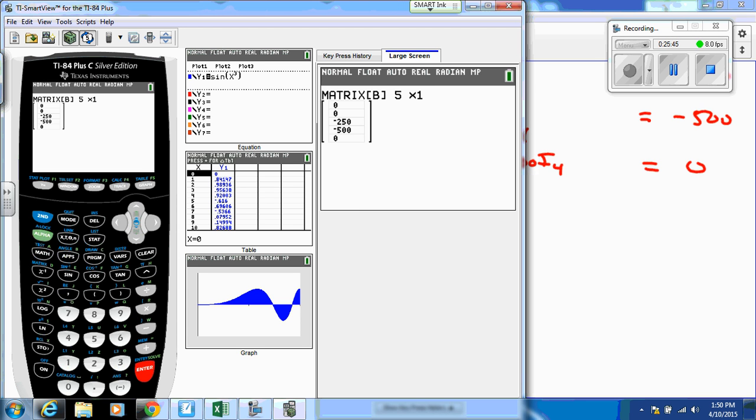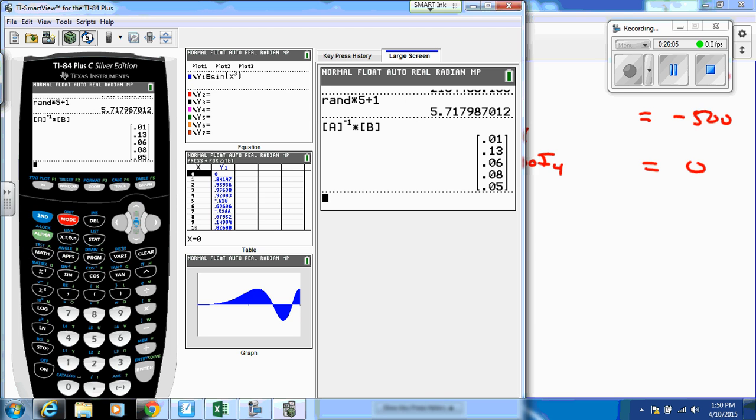And matrix B should be 0, 0, -250, -500 and 0. Negative 1,000. And then to compute the whole thing, you should have A inverse times B. Yeah, let's find it out. Look at this. Okay, he fixed mine. We have it.